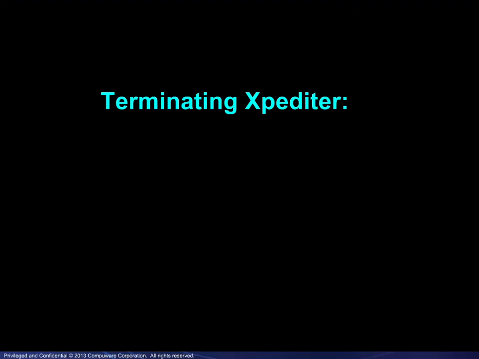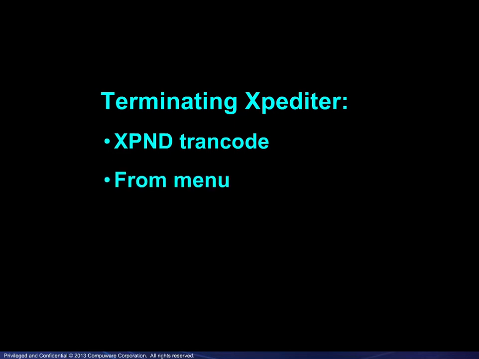When your Xpediter session work is complete, there are two Xpediter termination options. The XPND transcode is available, or the system menu may be used. We will look at both. After clearing the screen, entering the XPND transcode shown here will terminate the session and display a message similar to the one shown here.